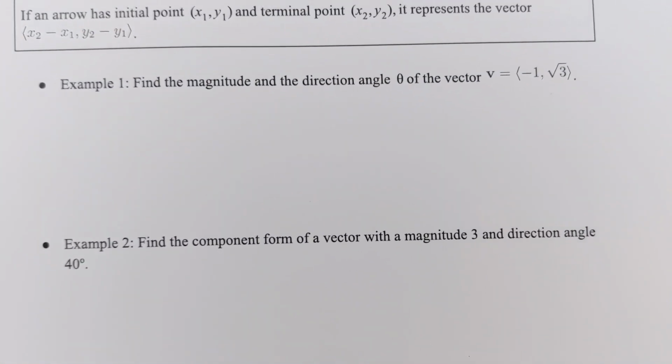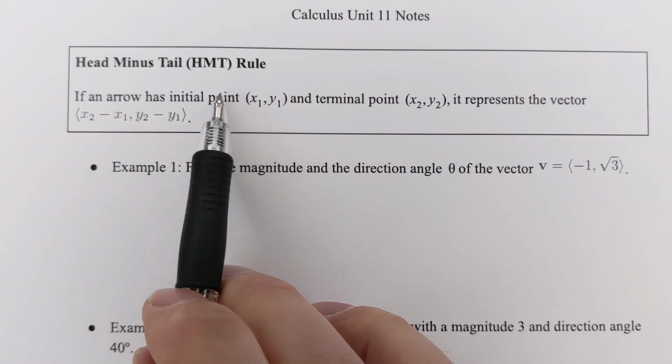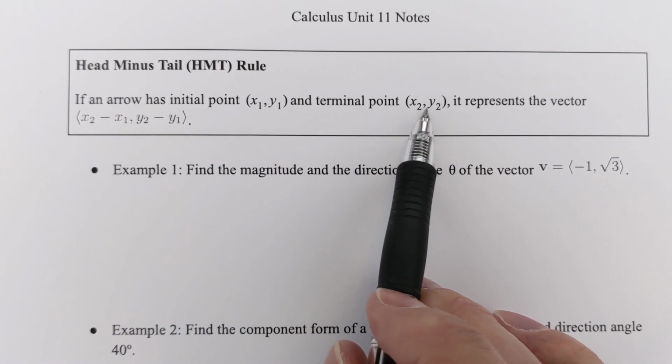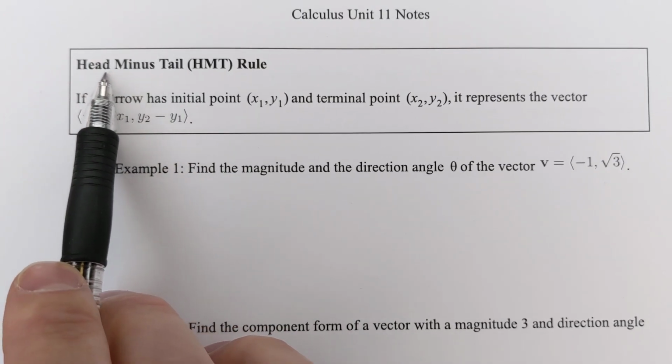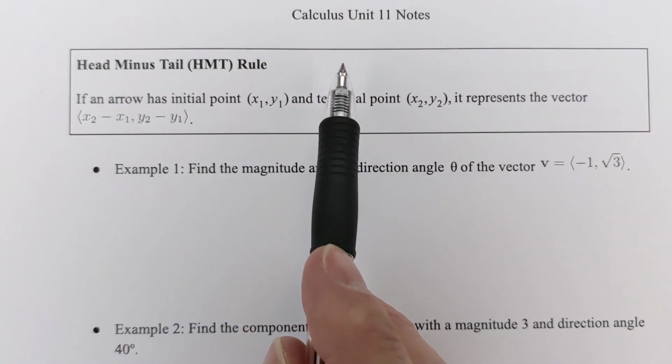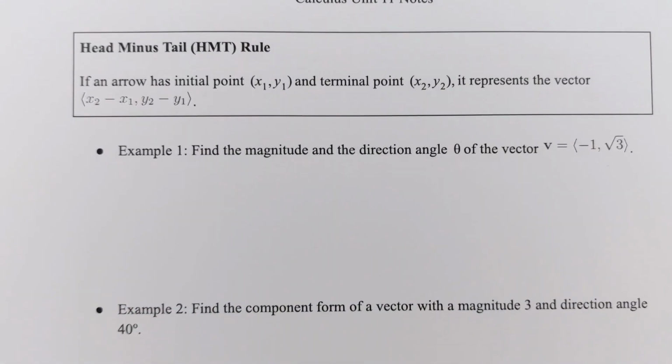All right, head minus tail rule. If an arrow has initial point (x1, y1) and terminal point (x2, y2), then it represents the vector <x2 minus x1, y2 minus y1>. So the head of the arrow minus the tail gives you the vector.